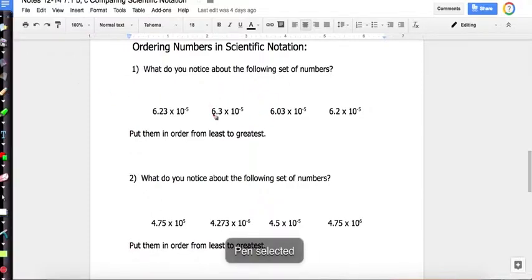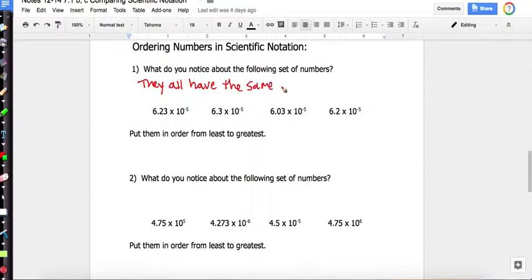So look at this first set of numbers written in scientific notation, and what do you notice about the following set of numbers? Good, they all have the same exponent. So the strategy I use when they all have the same exponent is to line them up. So I'm going to go over here and line up the coefficient, or we also call it the root number.